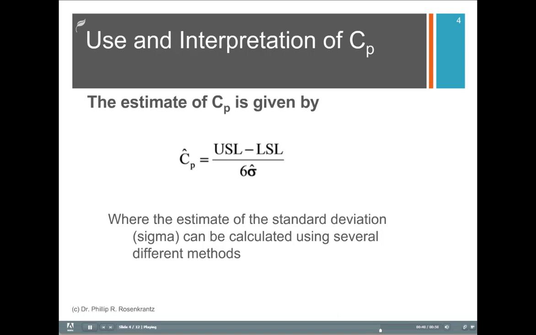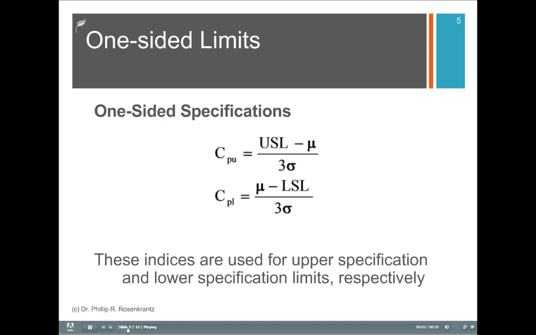Now you'll notice that it doesn't matter where the process is centered. This is simply a ratio of the tolerance zone to Six Sigma. We're going to be developing the Process Capability Index, CPK. In order to do that, we have to start with the one-sided limits, CPU and CPL. CPU stands for CP upper, and it's the ratio of the upper spec limit minus the mean divided by 3 standard deviations, and CP lower is the ratio of the mean minus the lower spec limit divided by 3 sigma.